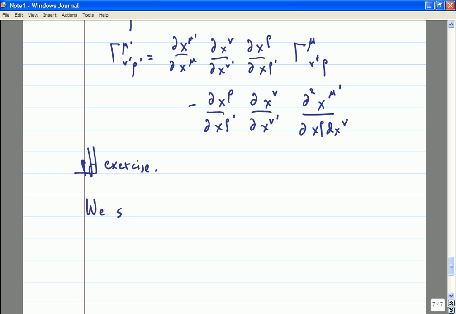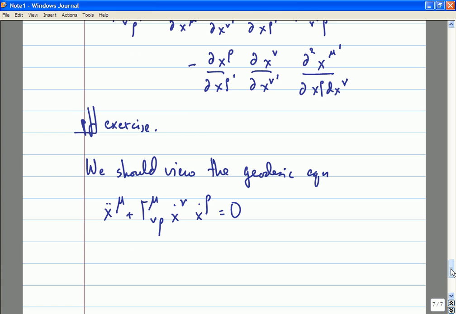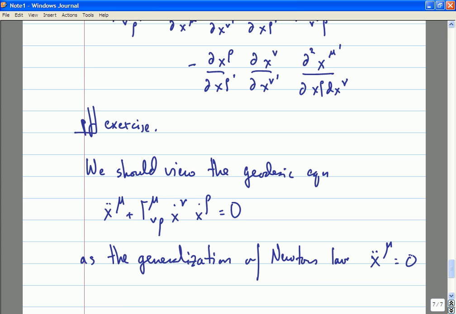So we should really view the geodesic equation, x double dot mu plus gamma mu nu rho x dot nu x dot rho equals zero, as the generalization of the force-free Newton's law. So Newton's law says that x double dot mu is equal to zero if you have no forces acting on a particle, to some sort of curved background, to some sort of curved geometry, or to some sort of accelerating coordinate system.